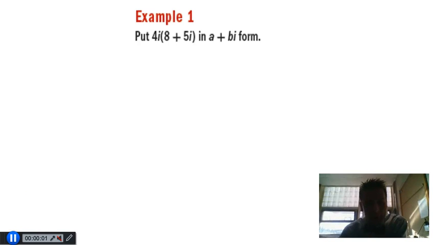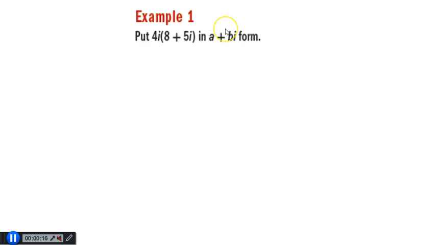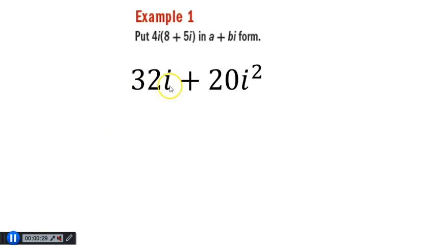All right, example 1 for complex numbers, where we're going to put this expression 4 times I times the quantity 8 plus 5 times I in A plus BI form, which is our standard complex number form here. And to do this, we're just going to use the properties of algebra that we already know, which is, in this case, distribution. So I get 32 times I from doing 4I times 8.